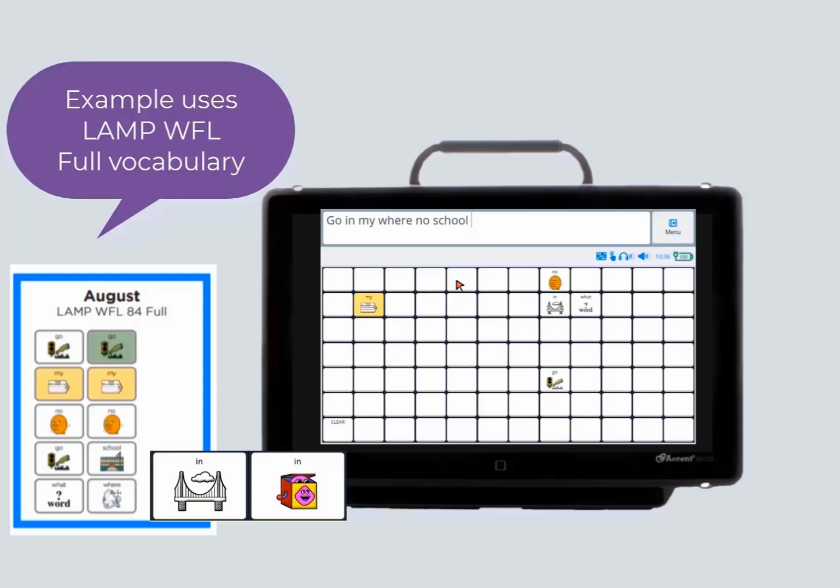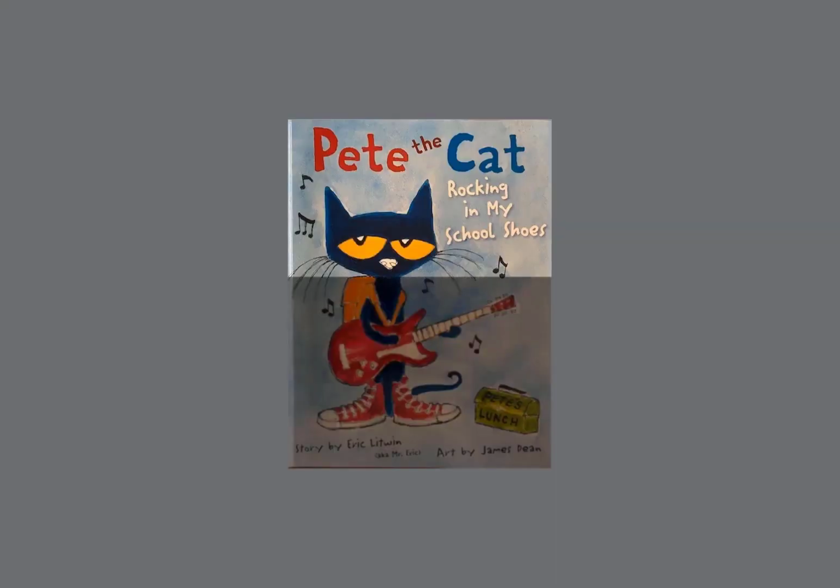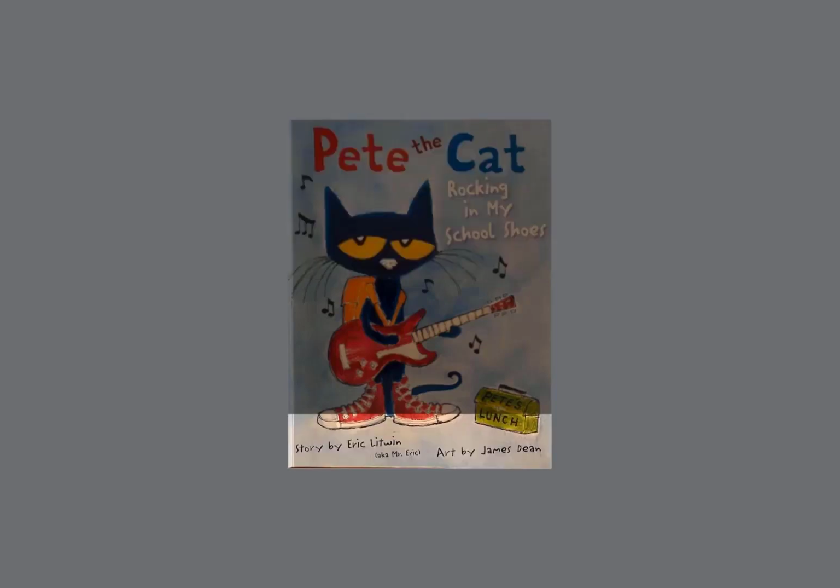Please pause while reading the story and interact with your communicator. We hope you enjoy this story. Pete the Cat, Rocking in My School Shoes. Story by Eric Litwin. Art by James Dean.